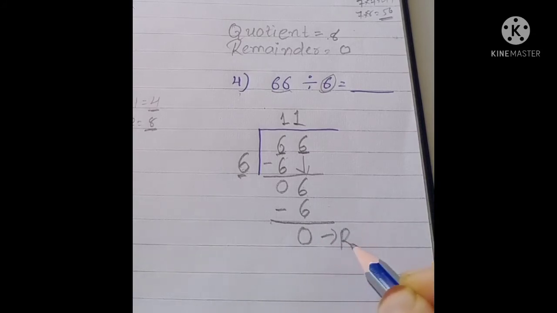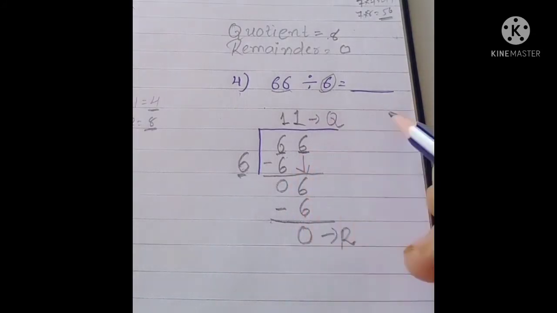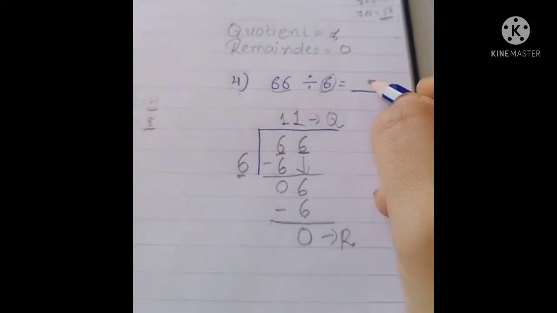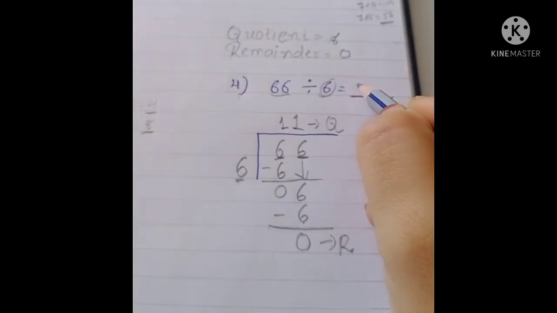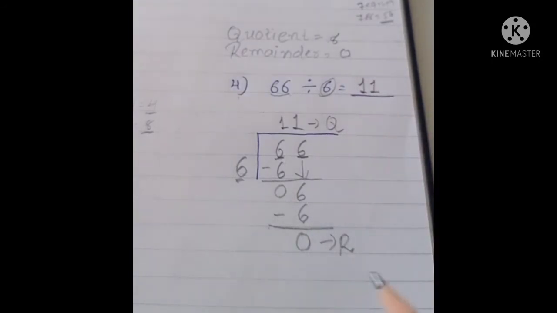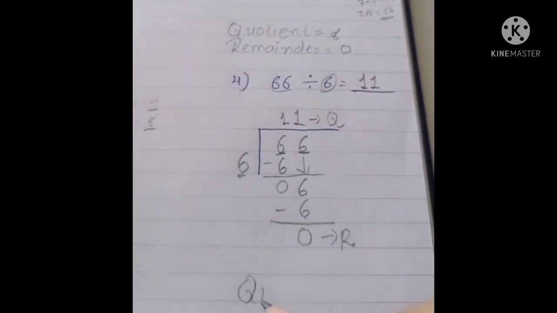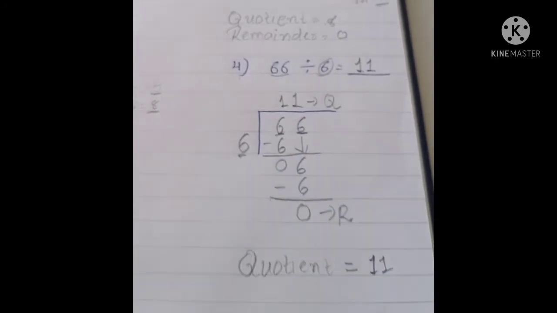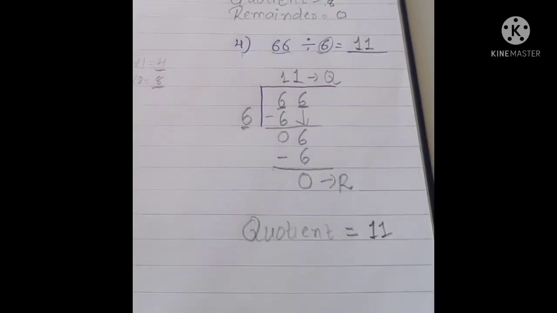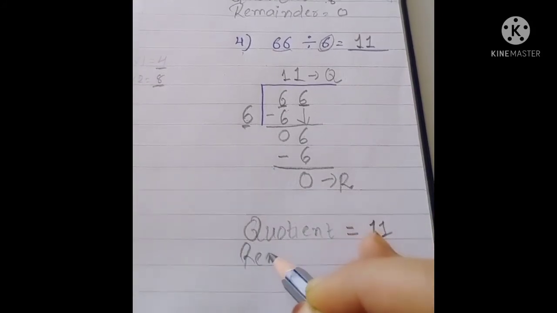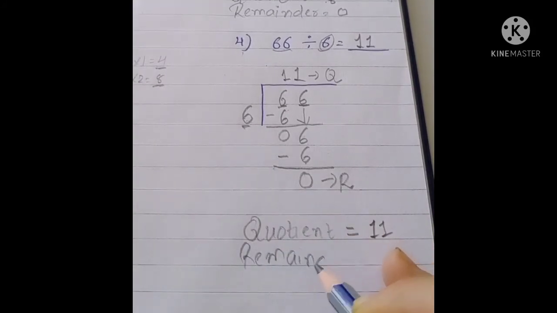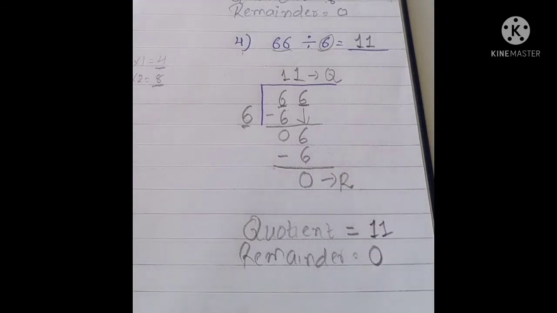So 0 is our remainder and this one is our quotient. So what answer do we get, students? We get answer 11, right? So here we have to write down 11. Now students, as I told you, after completion of your division, you have to mention the quotient, which is 11, and the remainder, which is 0 as we get, right? Okay students, we still have some division sums, so let's see that.